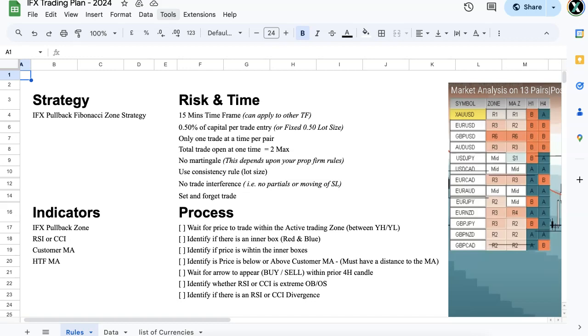All right, so the strategy, again, we're going to be using the IFX Pullback Fibonacci strategy. He uses a lower time frame, but if you're starting out, I definitely recommend trading only on the 15 minutes, okay? Once you understand the strategy clearly, then you can go down to the M5 or M1 time frames, okay?